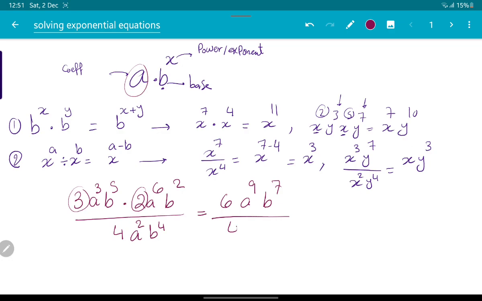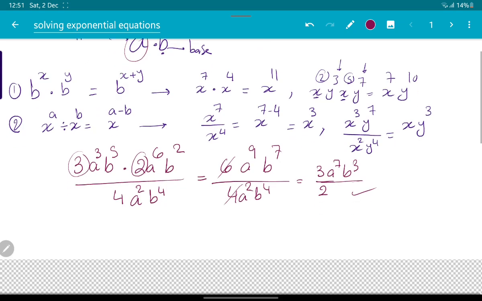When we put the denominator, 4a power 2 b power 4, then we will simplify again. 6 divided by 4, they are both divisible by 2, so this will be 3 over 2. A power 9 and a power 2, the difference is a power 7. B power 7, b power 4, this would be b power 3. Now you put it in the simplest form.